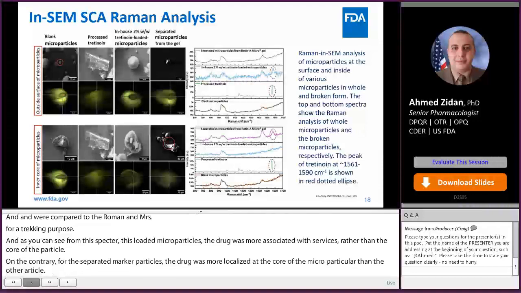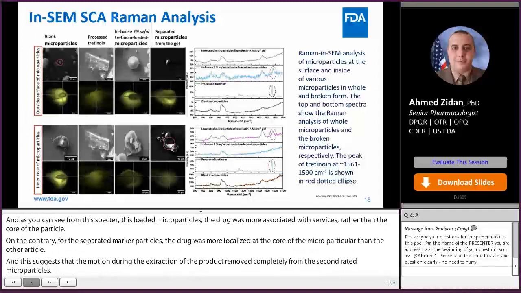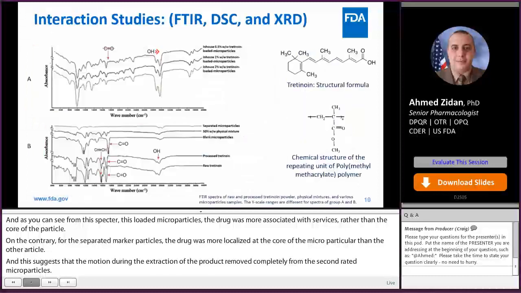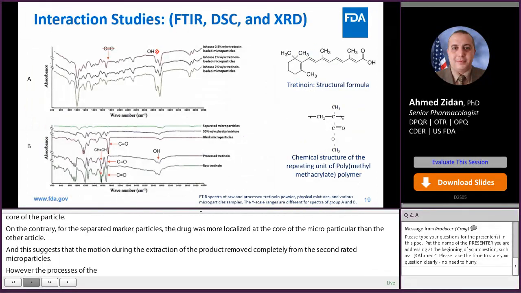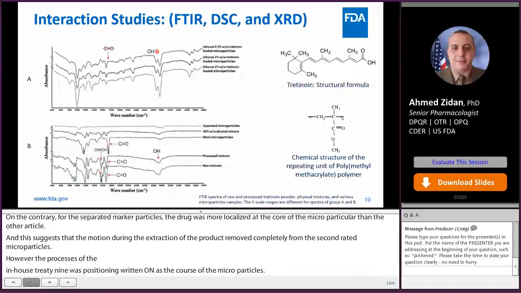However, the impregnation process of the in-house loaded tretinoin-loaded microparticle was positioning tretinoin more at the surface rather than the cores of the microparticles. To further understand how tretinoin is interacting with the polymeric matrix of the microparticles, interaction studies using FTIR, DSC, and XRD were performed. And in this slide, we are only showing the data of FTIR studies.